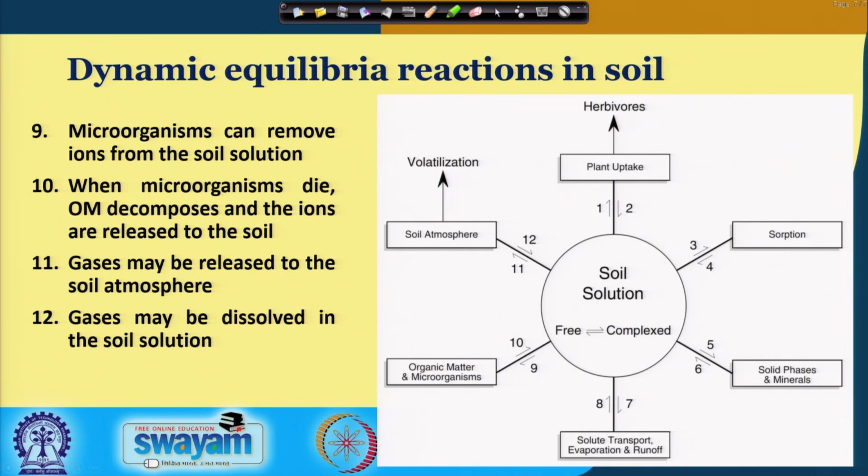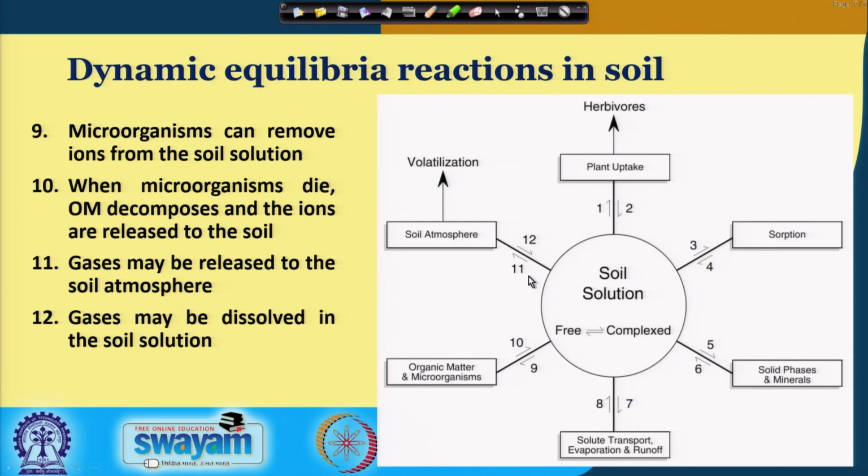Now, pathway 9 says that microorganisms can remove ions from the soil solution, because microorganisms are known for different chemical conversions of ions. So, they basically take some different ions and then convert them. Now, when the microorganisms die, organic matter decomposes and ions are released into the soil in the form of mineralization. So, it can be either immobilization. The 10th pathway is showing the immobilization in the plant, in the organic matter and microorganisms' bodies, and when they die there will be mineralization, so that these minerals further go to the soil solution.